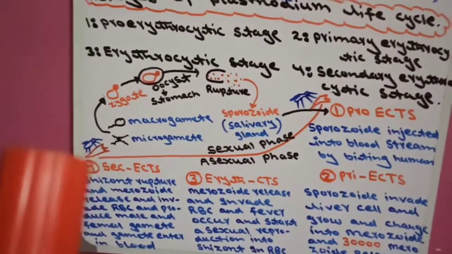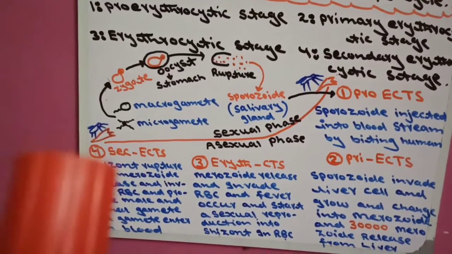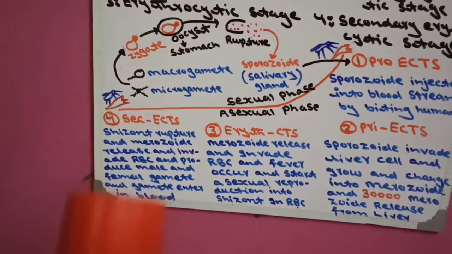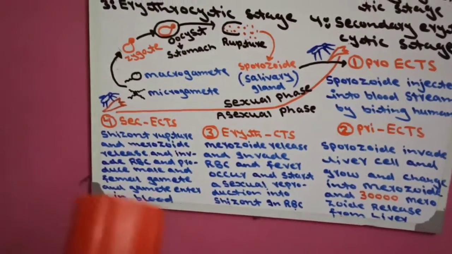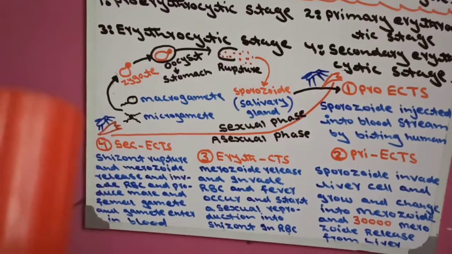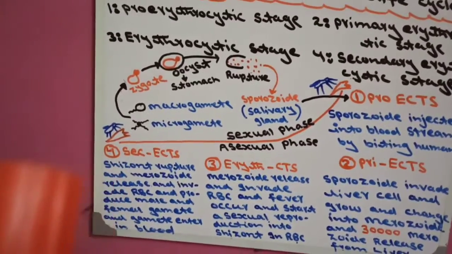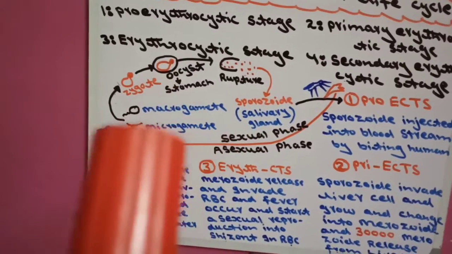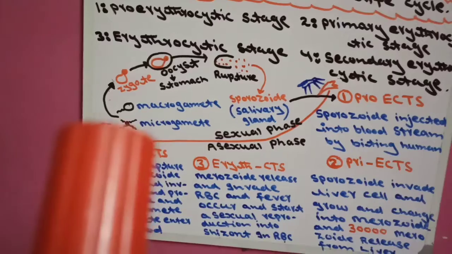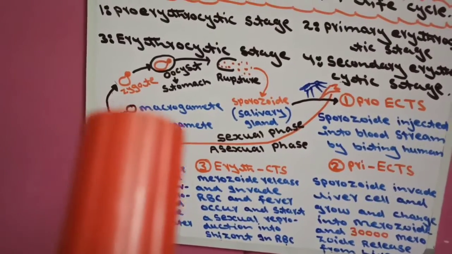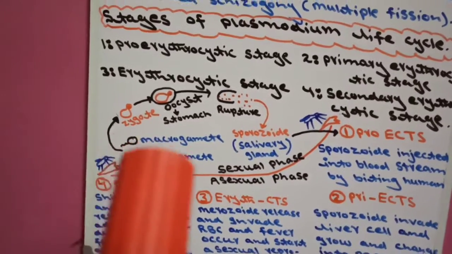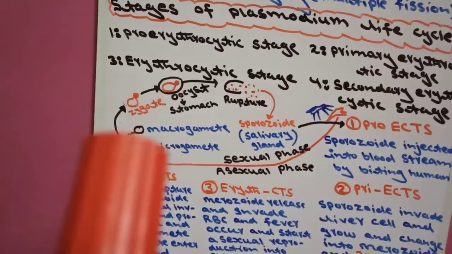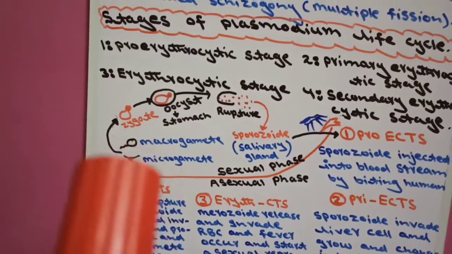Now, when a female Anopheles mosquito bites an infected person who has male and female gametes in the bloodstream, the gametes, which are micro and macro gametes, enter the body of the female mosquito and reach its stomach. This is the first stage of the sexual phase, where the female Anopheles mosquito bites an infected person and male and female gametes enter its stomach.